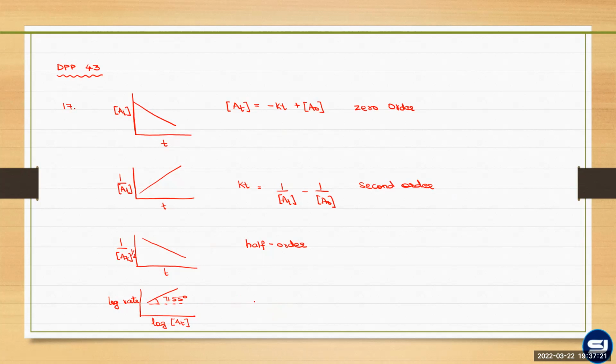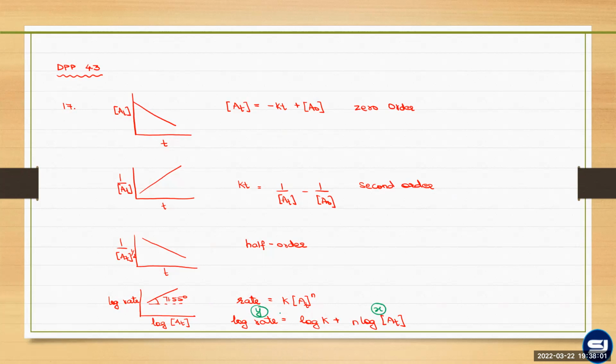Tell me, how do we represent the rate law for nth order reaction? Rate is equal to k times A raised to n. So this is At. Now if we take the log on both the sides, I get log of rate equal to log of k plus n into log of At. Yes. Now, if you observe the graph which is given, log rate is plotted on y-axis, log of At is plotted on x-axis.